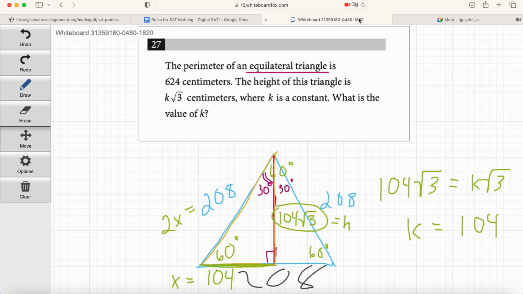Questions about that? Got to be on the lookout for those special right triangles. If you don't recognize it's a 30, 60, 90, it's going to be very tough to solve. I don't know how to solve it without making that recognition. But if you can recognize that we're dealing with a 30, 60, 90 right here, there's a path. You just got to figure out what your x value is. In this case, that's 104, and then the height's going to be 104 times the square root of 3, so k is 104.